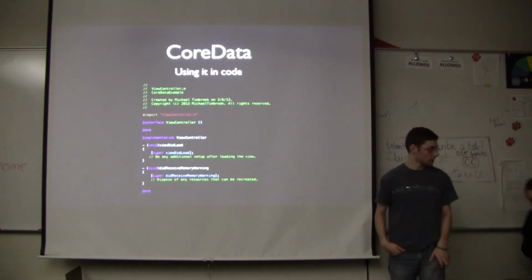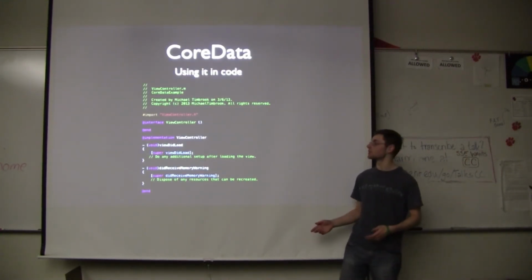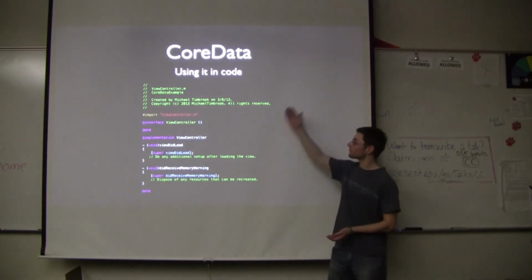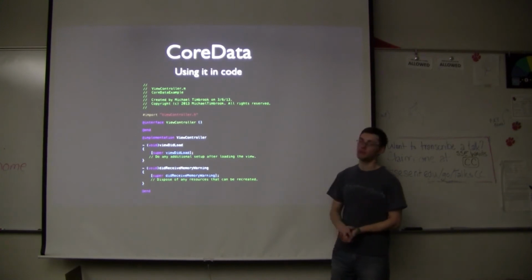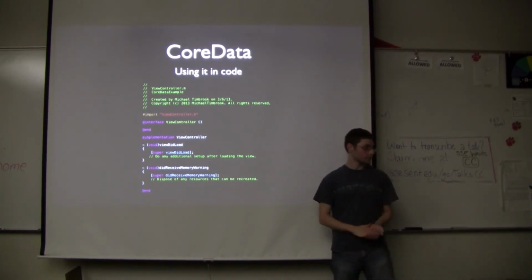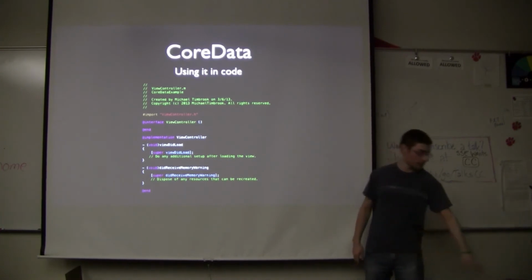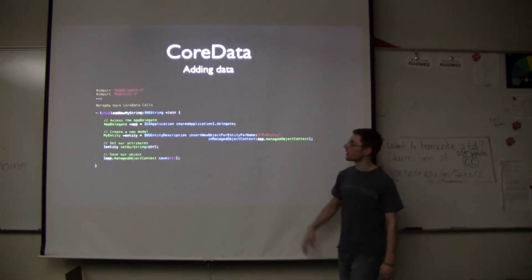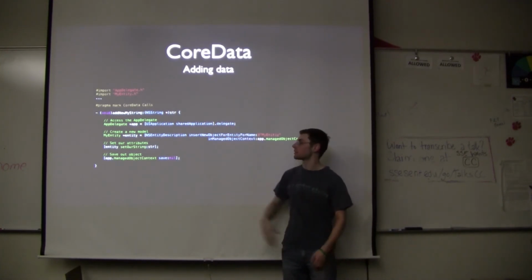Alright, now that we have CoreData set up, we're going to show you how simple it is to actually use in code. So here's our brand new view controller. There's nothing in it yet, but we're going to add all the methods that we need to use CoreData. Actually, you don't technically need to add any methods. What I like to do is create a method that I can easily call from anywhere that just takes care of this.